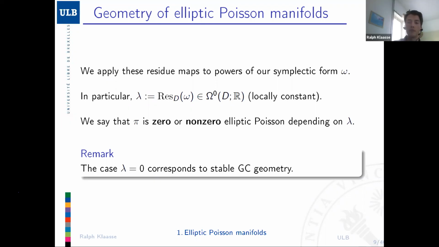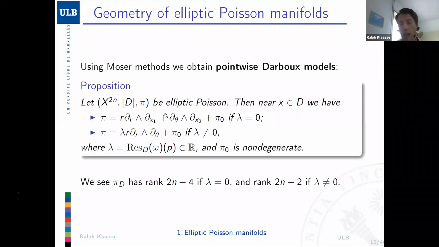Okay. So the first thing you can do is apply the big residue, the elliptic one, to omega, just straight away. Then you get this dichotomy. The next thing you do is to realize that this is already enough to find out pointwise Darboux models for the structure. So there's a little bit of a story here. Namely, for these types of Lie algebroids, you have Moser methods at your disposal. You can basically copy the proof line for line.